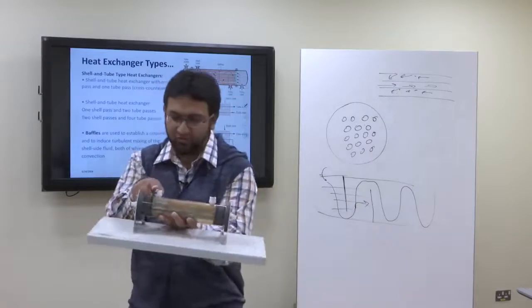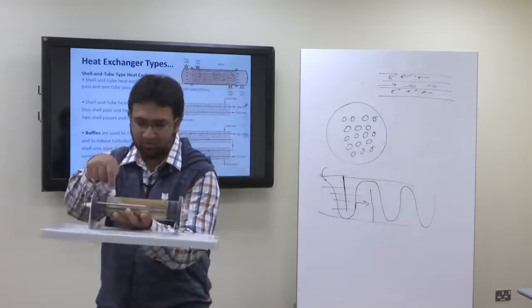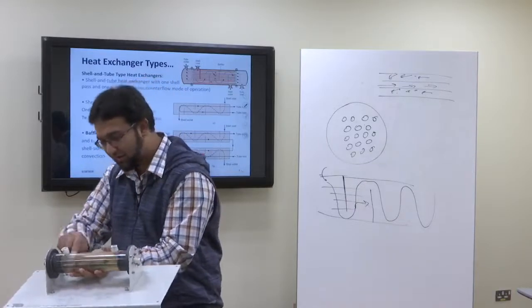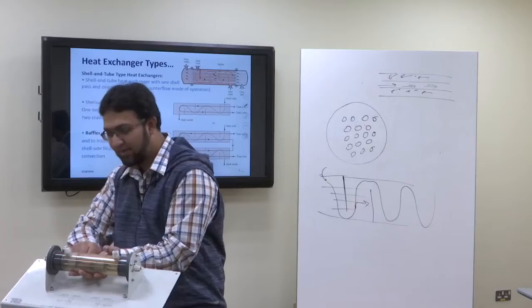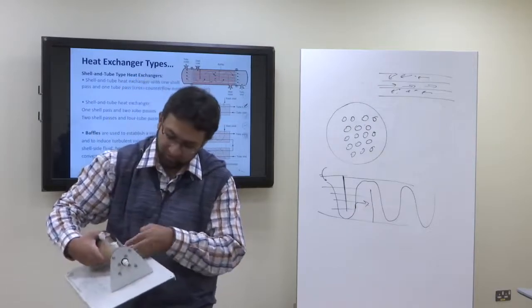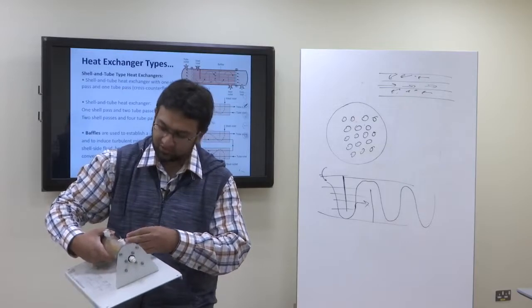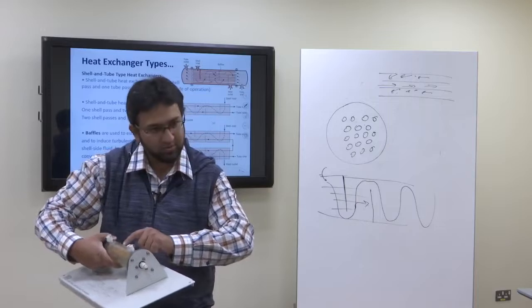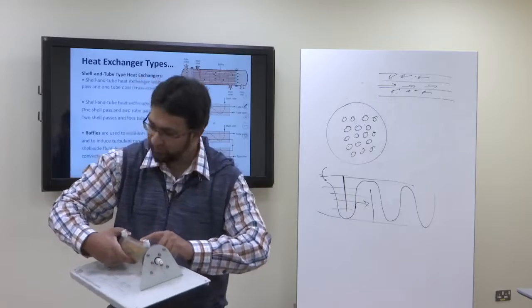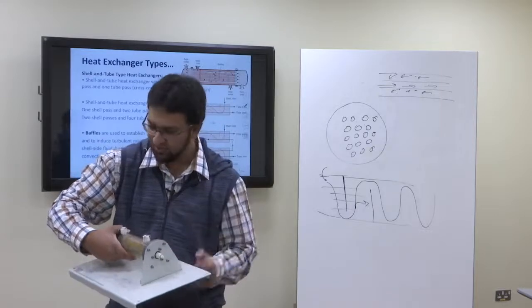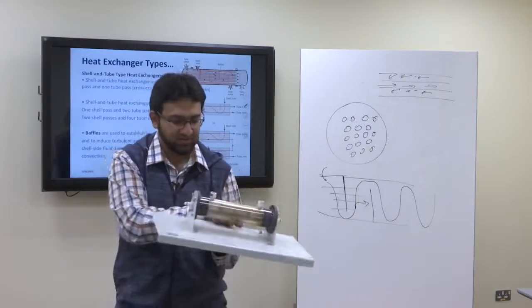So the fluid which enters from here cannot move from here to there until it passes through the bottom of the baffle, then enters in this direction. The baffle is almost up to 75% of this area. So it has to move up and then pass through the opening, then enter cross flow, then pass through the opening, and like this. So these are the baffles here.